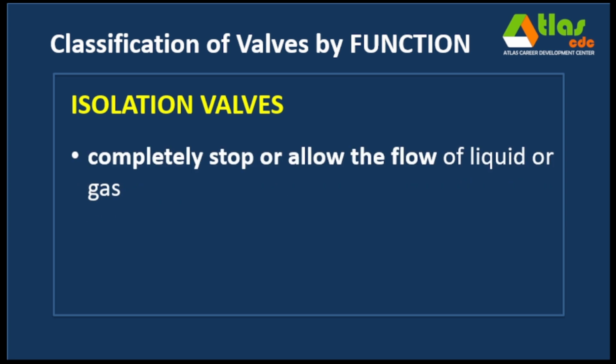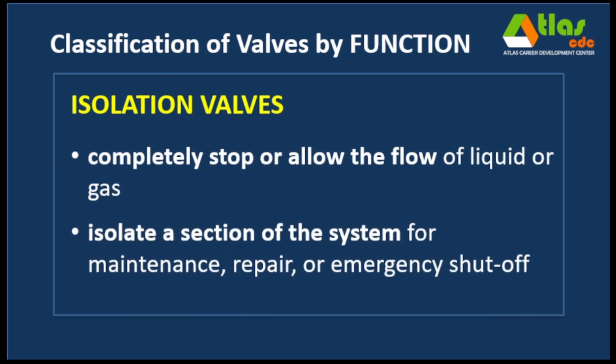Isolation valves are valves used to completely stop or allow the flow of fluid in a plumbing or piping system. Their main function is to isolate a section of the system for maintenance, repair, or emergency shutdown without affecting the rest of the system. Common types include gate valves, ball valves, and butterfly valves, which can be quickly opened or closed. The mechanism varies depending on the type, but they all operate to either fully open or fully close the passage of fluid.